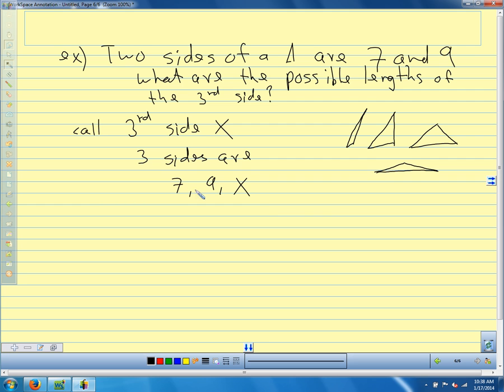So we'll start with this one. We'll say 7 plus 9 is greater than x. So 7 plus 9 is 16, which is greater than x. And I'm going to turn that around, and I'm going to say that x has to be smaller than 16. So the biggest possible side of the triangle that we can have is just a tiny, tiny, tiny bit less than 16.